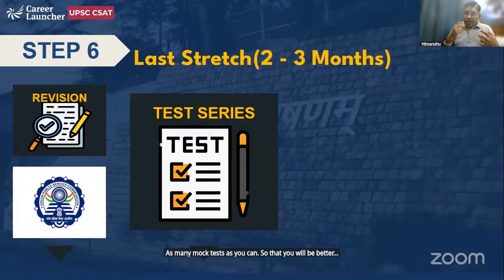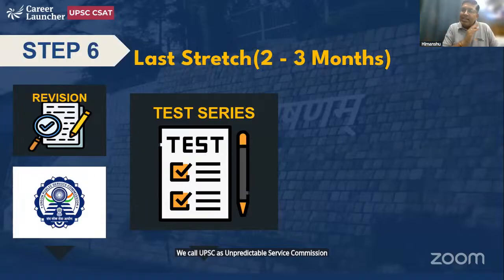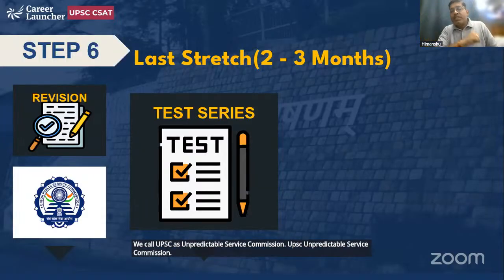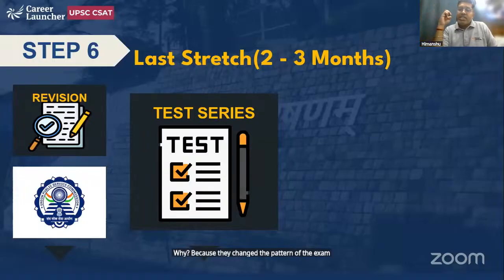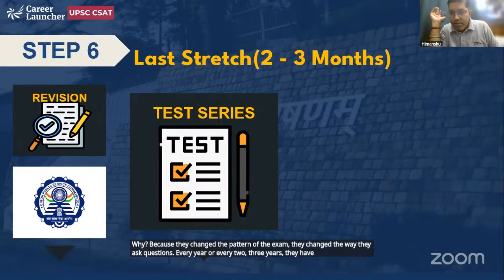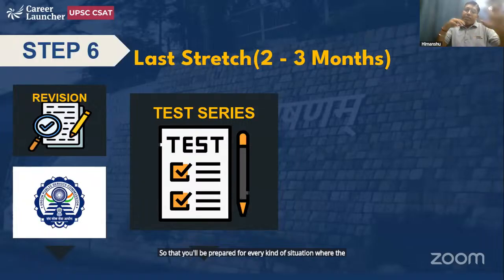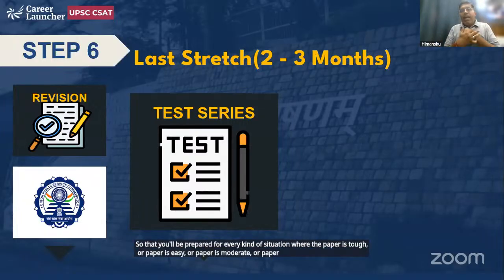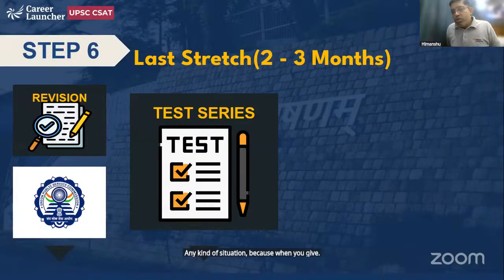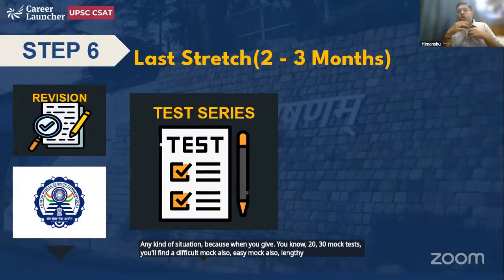See, UPSC, in a little lighter mood, we call UPSC the Unpredictable Service Commission. Why? Because they change the pattern of the exam. They change the way they ask questions. Every year or every 2-3 years, they have a surprise up their sleeve. So it is extremely important to go through mock tests so that you'll be prepared for every kind of situation, where the paper is tough or easy or moderate or lengthy. Because when you give 20-30 mock tests, you'll find a difficult mock also, easy mock also, lengthy mock also. So you'll be prepared for everything.